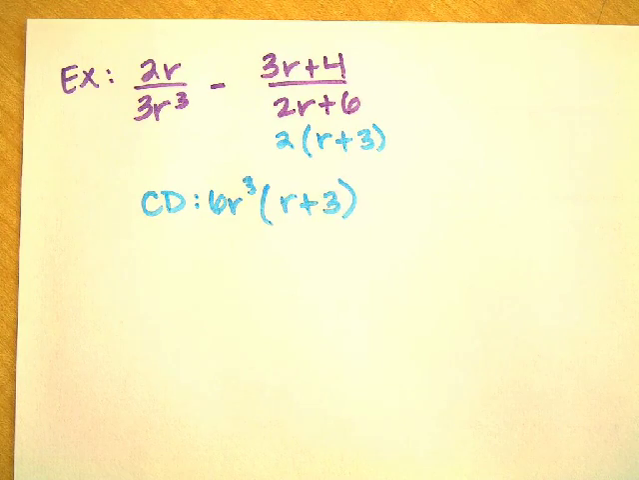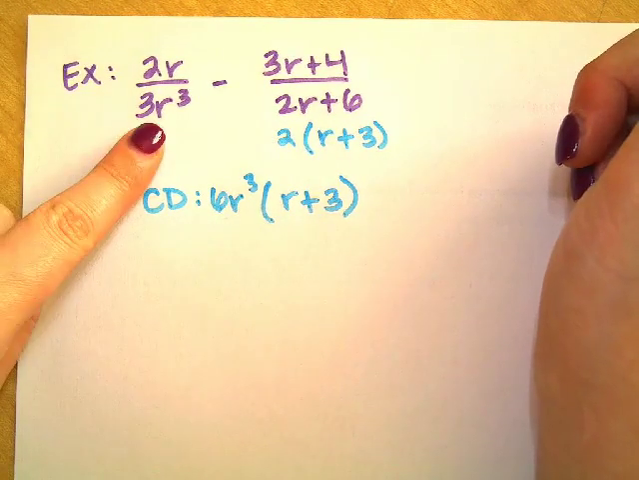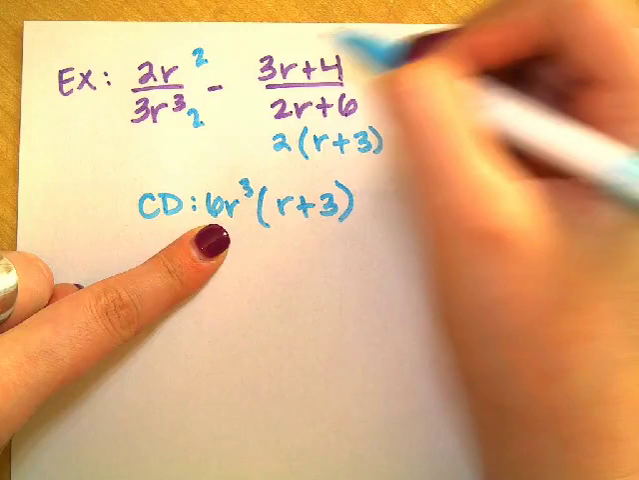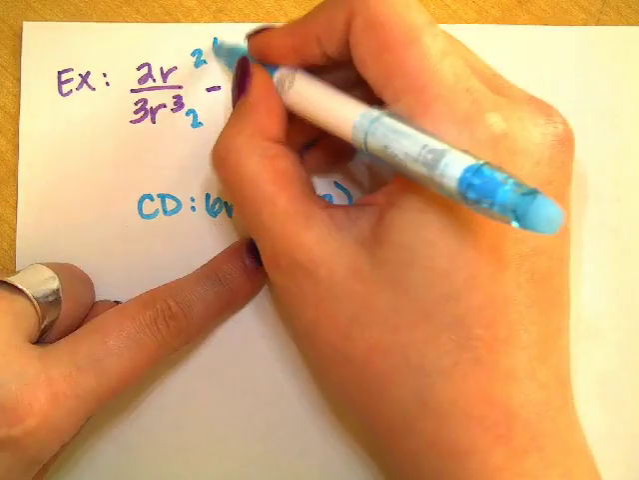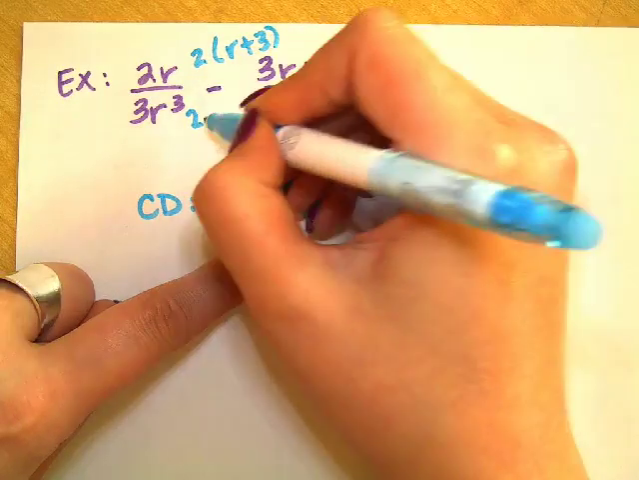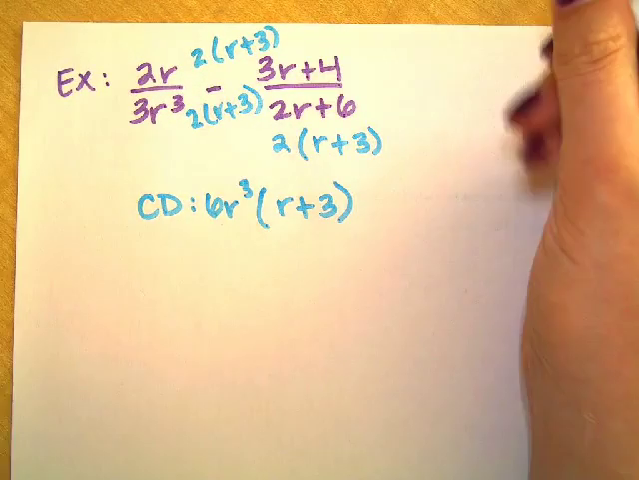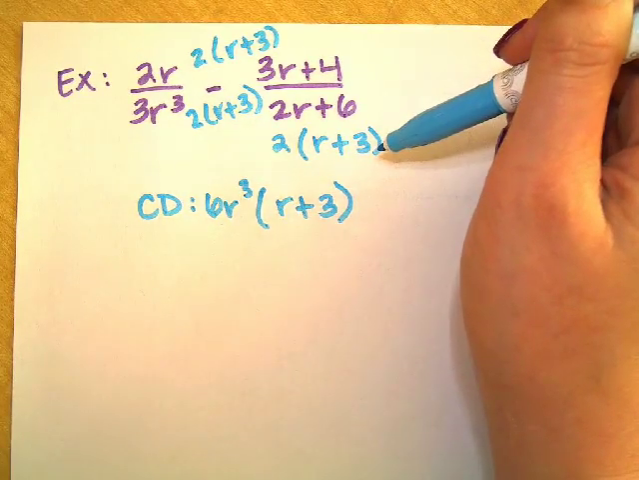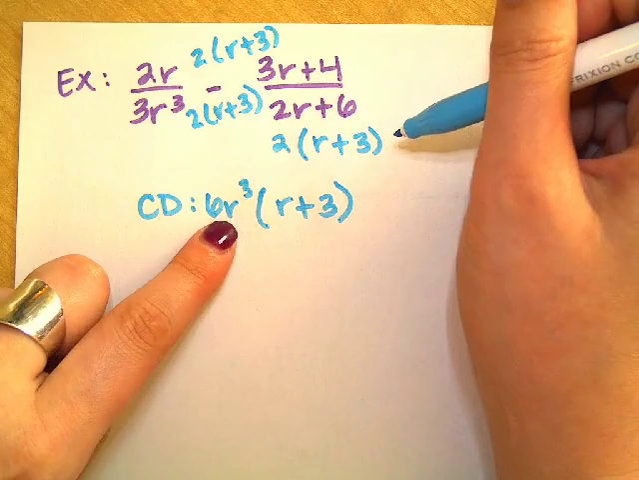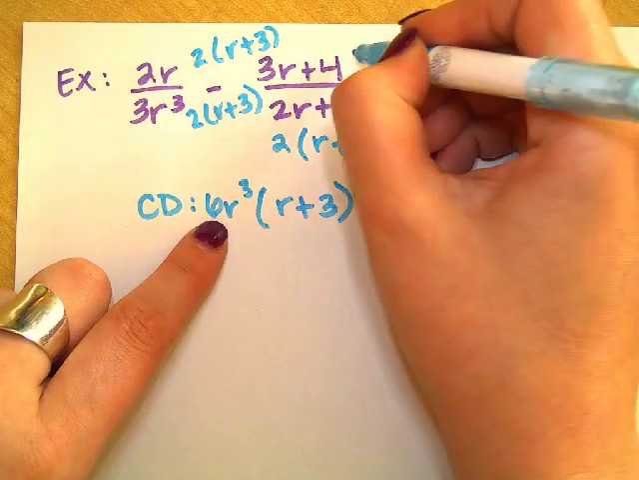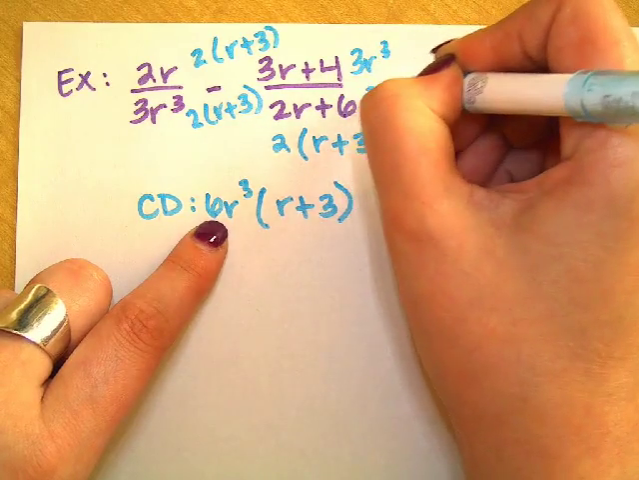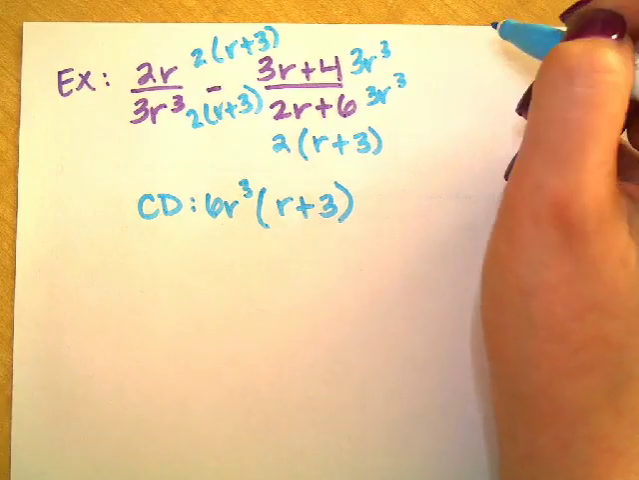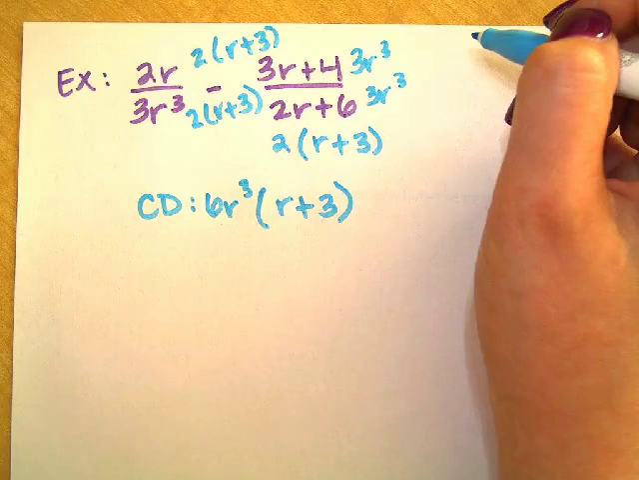All right, so the first fraction has a 3r cubed. It needs a 2, right? That's how we get to the 6r cubed, and then it completely doesn't have the parentheses. Yep, so we need those. And then the other one has the 2, and it has the r plus 3, but what is it missing? 3r cubed, 3r cubed. Okay. So these we have to be a little bit more careful in showing our work because they're much easier to get wrong when we had to multiply by a bunch of stuff.